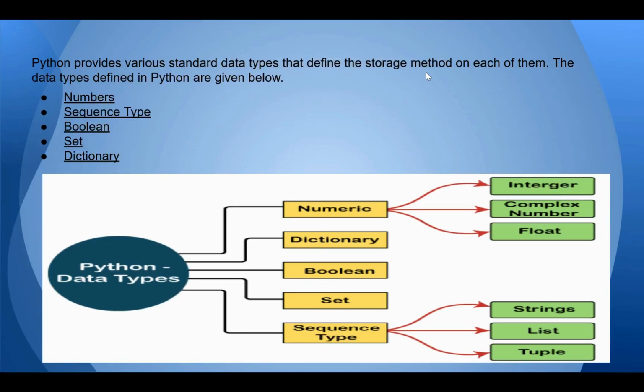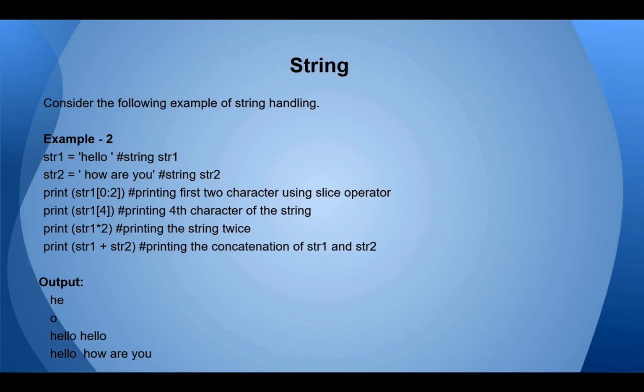So we have seen the hierarchy of data types before, right? We have numerical data types, boolean, set, sequence, and dictionary. In numerical data types, we have again three categories: integer, complex, and float, and in sequence: string, list, and tuple. We already understood why these three categories come under sequence type, because the operations of string, list, and tuple are the same. So they all work in a sequence manner. So let's start with the string data type.